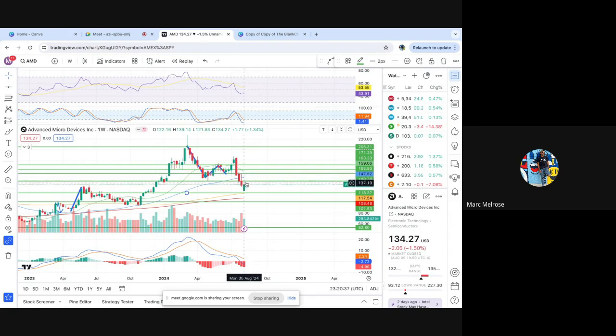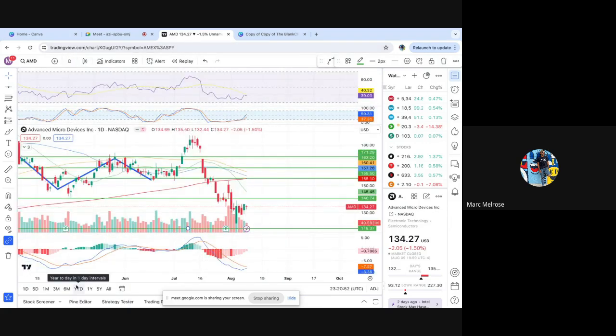So if it breaks above this 140 range, we're going to be seeing it get to 155. If it rejects this 140 range, we're going to see it try to get to 115. And that's on the weekly. If we look at the daily, it looks like it was testing that moving average, is rejecting it, and we're getting really close to trying to break out to the upside.